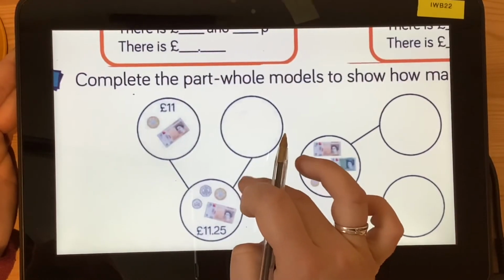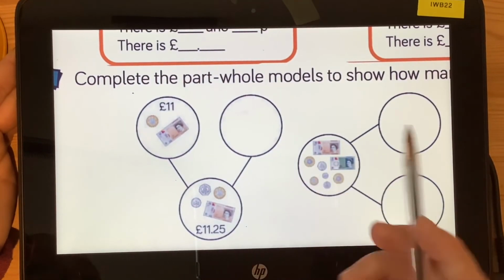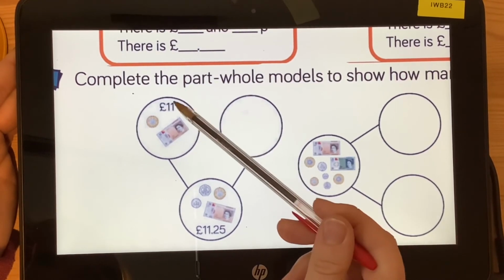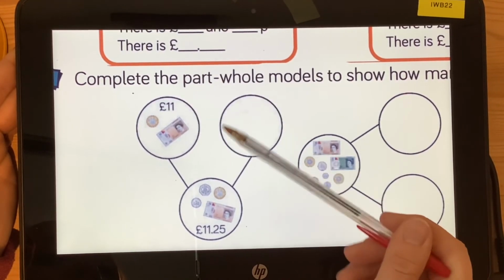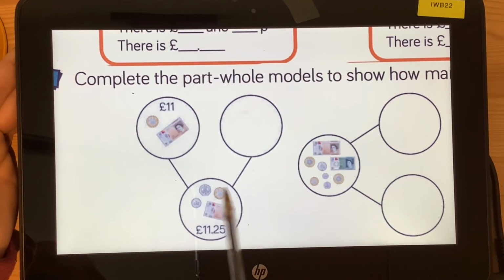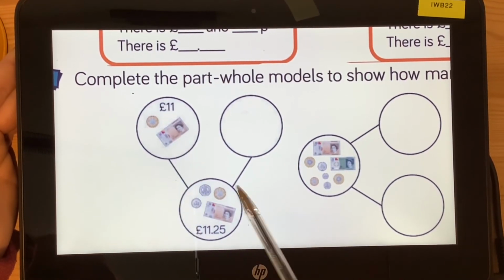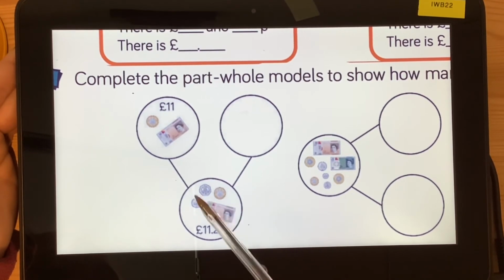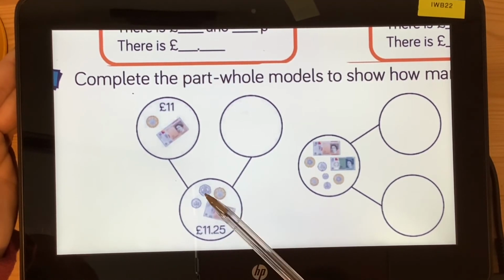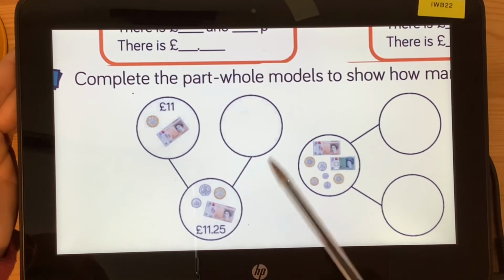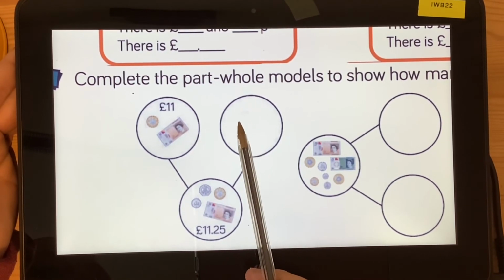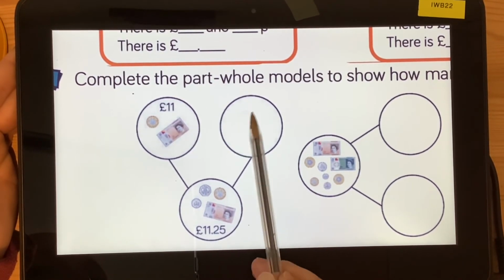Now we've got some part whole models. So in here, I've got a section for my whole pound and a section for my pence. And here I've got the combined total of both. So I've got £10 here and a £1 to make 11. And I've got that here too, £10 and 1. But I've also got some pence. If I look, I've got a 20p coin and a 5p coin. So that tells me that my missing amount is 25p. So I'd write 25p.